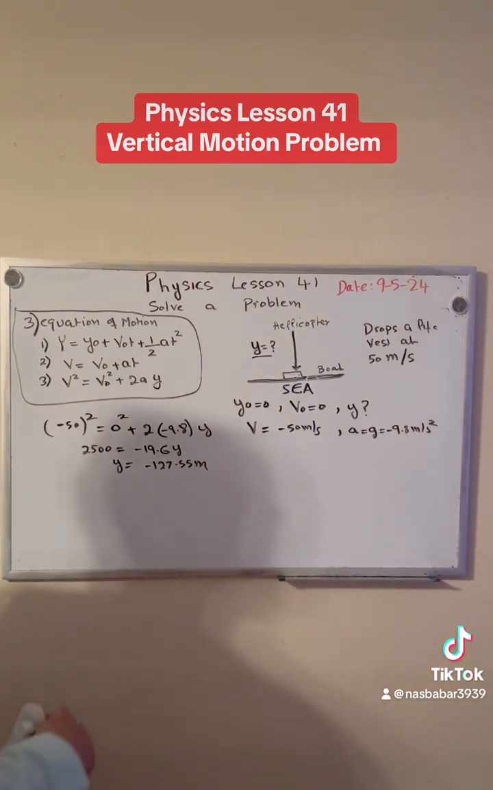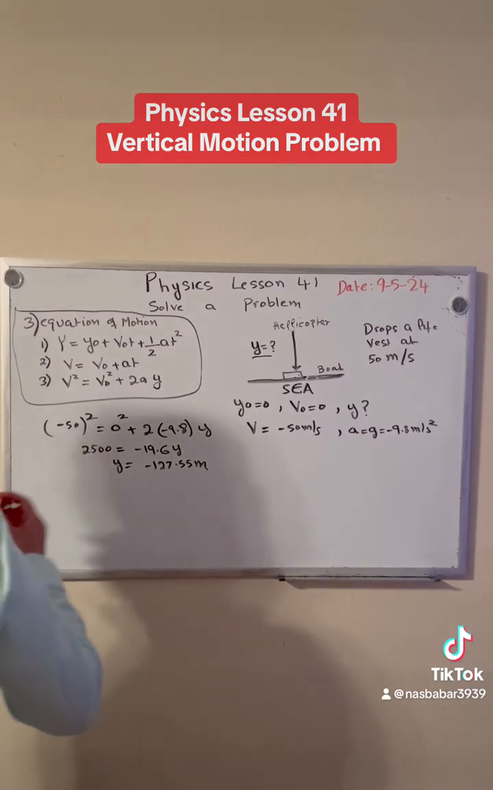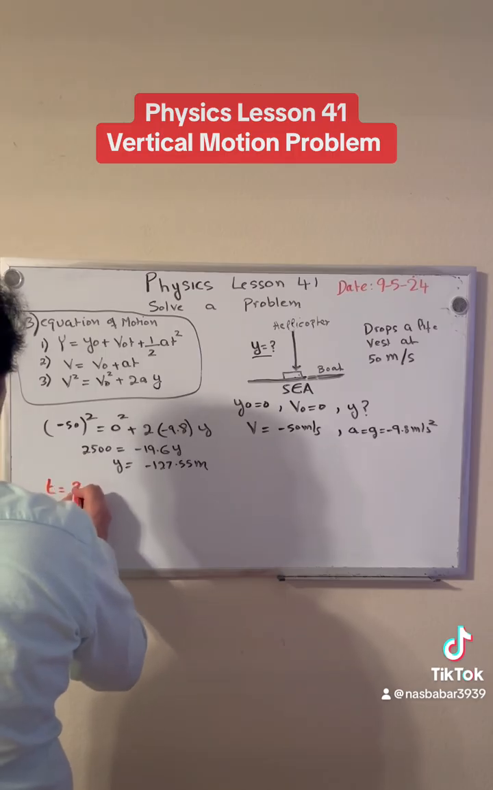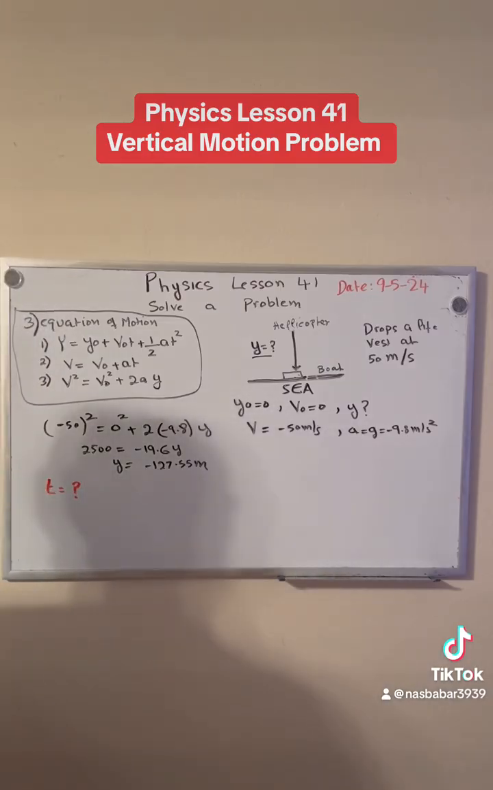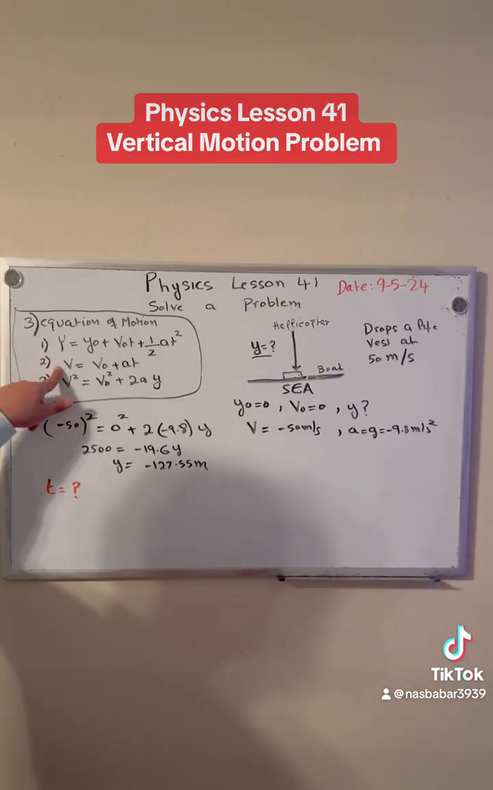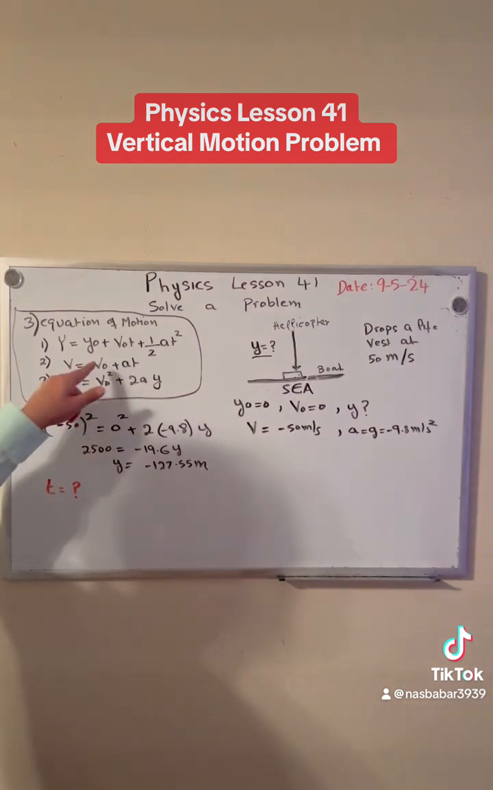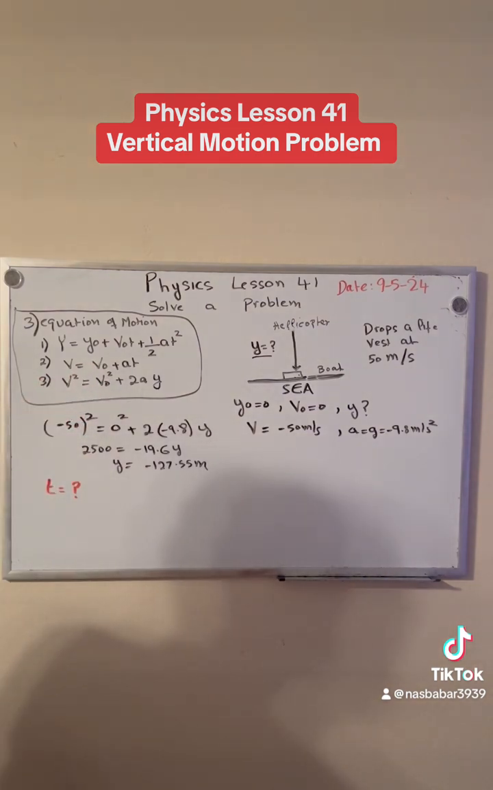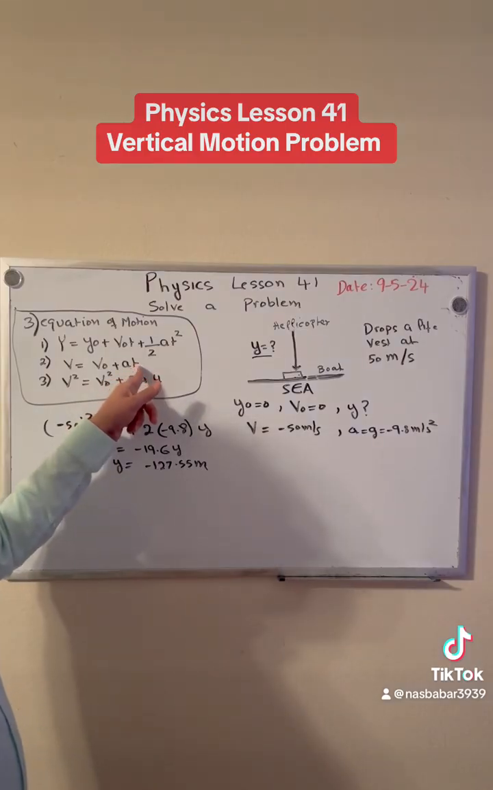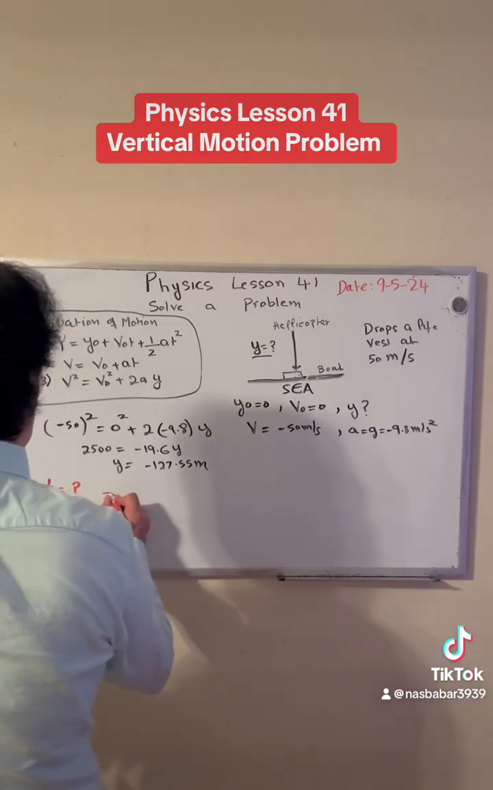Now we have to find the time. Let's do that in red. Which equation can I use? Well, I have the final velocity, which is already given as minus 50 meters per second. I have the initial velocity, 0. I have the acceleration. So why not use number two? Easy peasy.